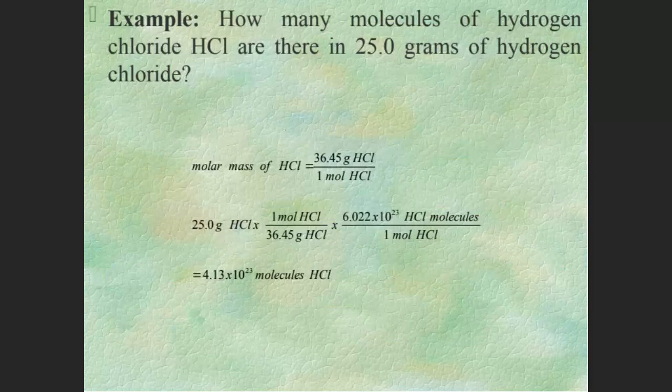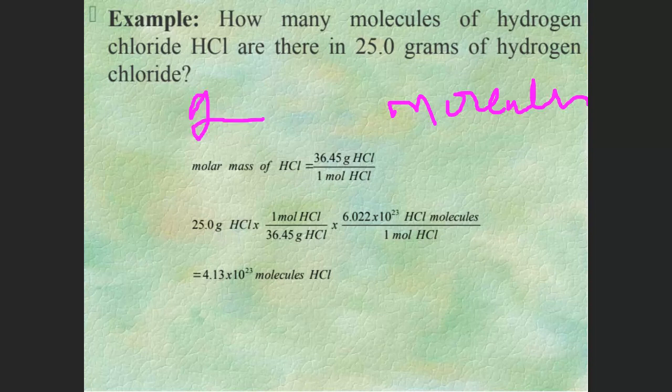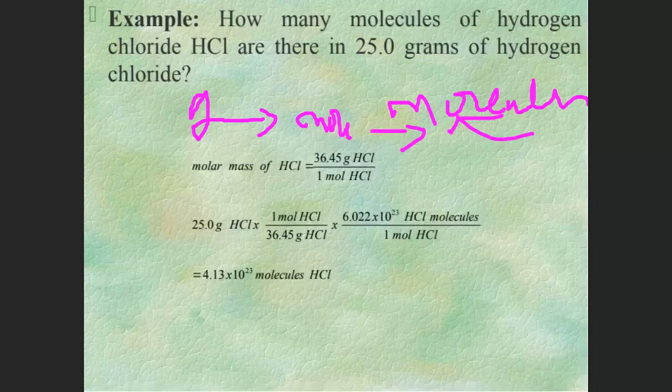How many molecules of hydrogen chloride, HCl, are there in 25 gram of hydrogen? How many molecules? Asking molecules. And you have gram. So first you have to calculate gram to mole, and second, mole to molecules. So see here. So gram to mole.